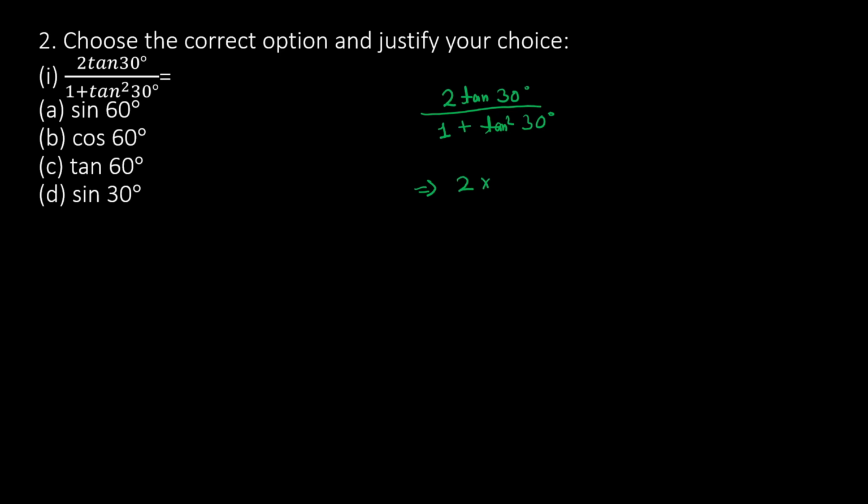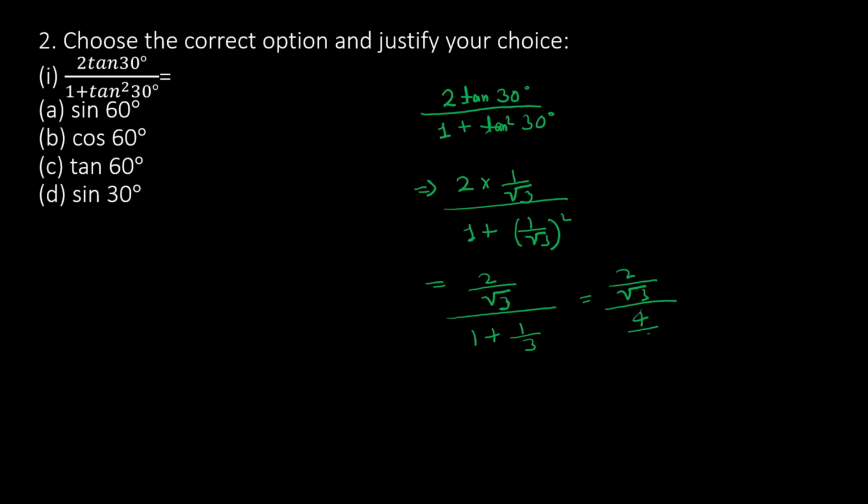2 into what is the value of tan 30? Tan 30 is 1 by root 3, upon 1 plus tan square 30. So it will be 1 by root 3 and its whole square. So 2 by root 3 upon 1 plus 1 by 3. 3 plus 1 is 4. So 2 by root 3 upon 4 by 3.